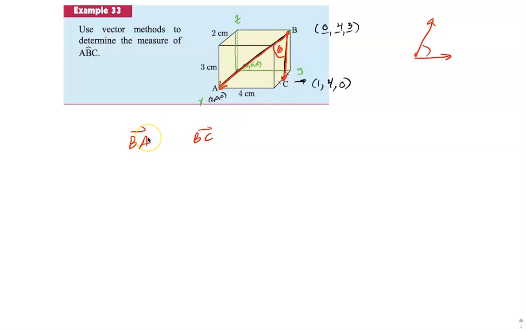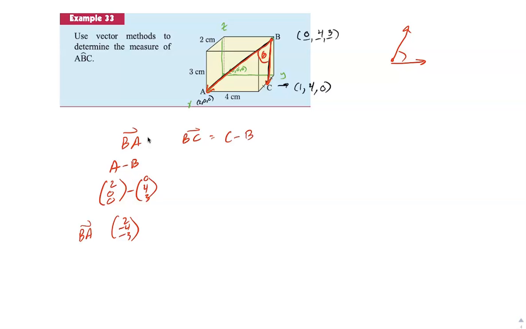So let's find BA. It's just tip minus tail. A minus B. A is 2, 0, 0 minus B, which is 0, 4, 3. So I get 2, negative 4, negative 3. That's my vector BA. My vector BC, same idea. Tip minus tail. C minus B. C is 1, 4, 0 minus B, which is 0, 4, 3. And I get 1, 0, negative 3. 0 minus 3 is negative 3. So that is my BC.